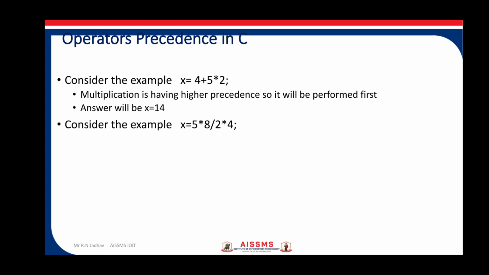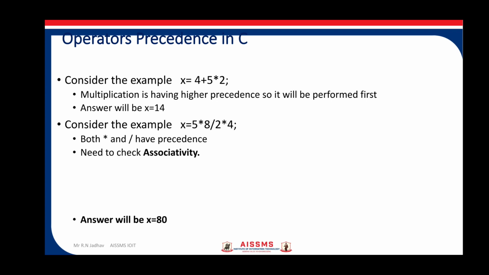But in some examples, we have operators having the same precedence in the same statement. Consider the example 5 into 8 divided by 2 into 4. Here multiplication and division have the same precedence, or same priority. So which operation will take place first? In this case, we need to check the associativity of the operator. So what is associativity? Here the answer will be 80.